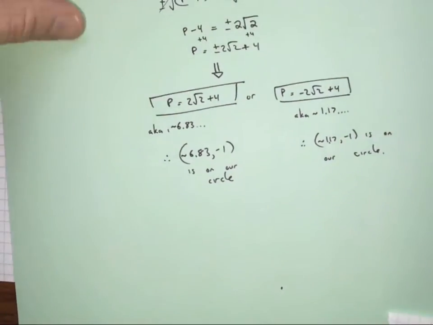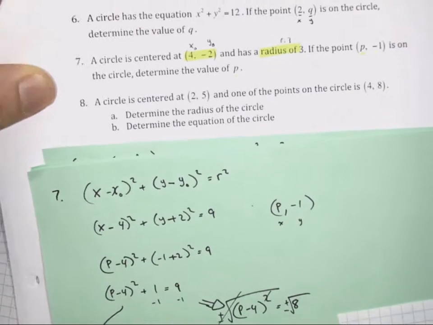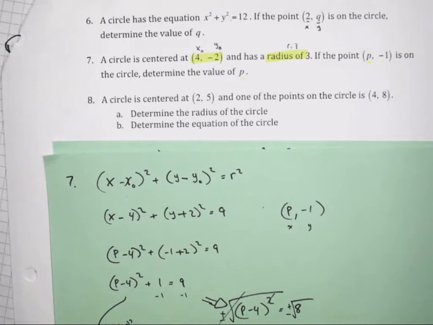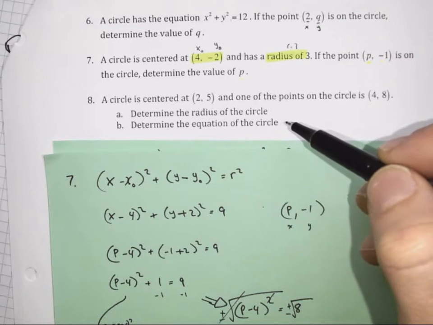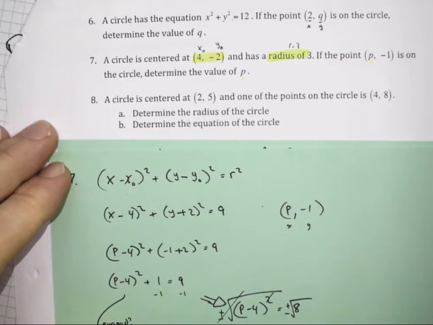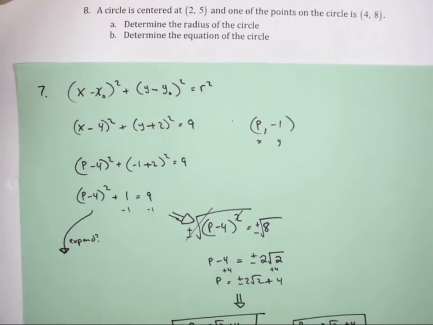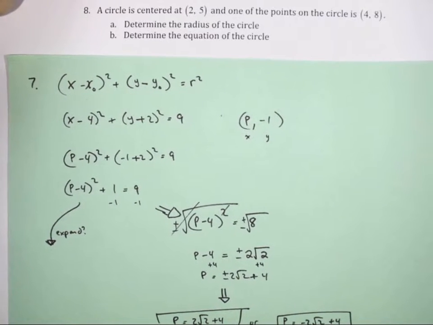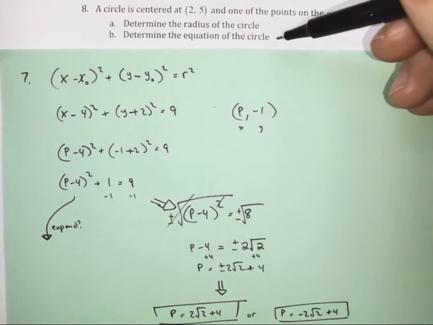All right, so let's move on to our last question of the practice. Question 8. A circle is centered at 2, 5, and one of the points on the circle is 4, 8. And we're going to see if we can find the radius of the circle and determine the equation of the circle. All right, so that's a good old problem. One of the reasons I like it is because I don't really know how to solve it. Well, that's kind of a lie. I do know how to solve it, but I think I'm going to explore it as if I didn't.